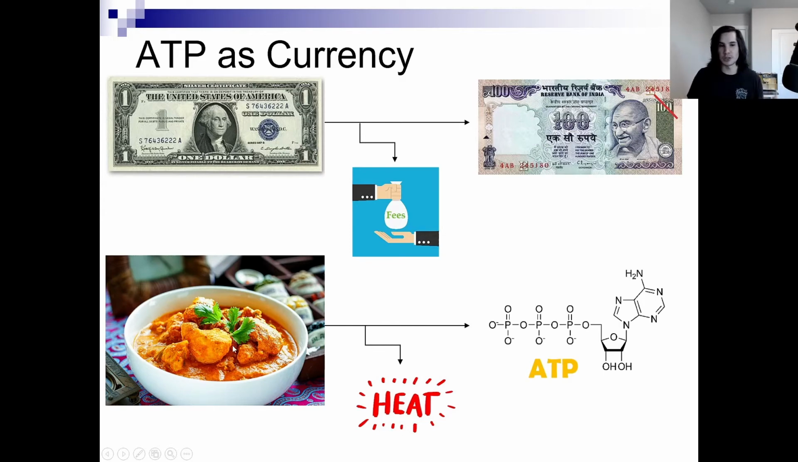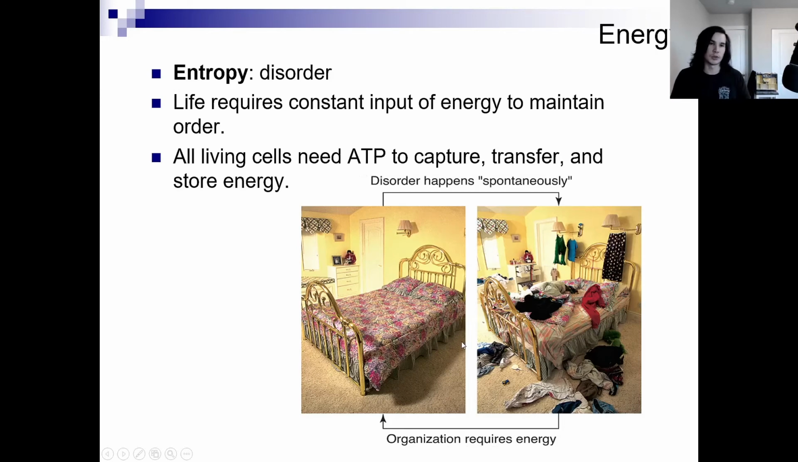So we eat a bunch of food. We can't directly use all of the carbs, the sugars, the proteins, the fats in this tikka masala. What has to happen is we need to convert this potential energy into ATP, a usable form of potential energy. And in the process, we lose some to heat, an unusable form.